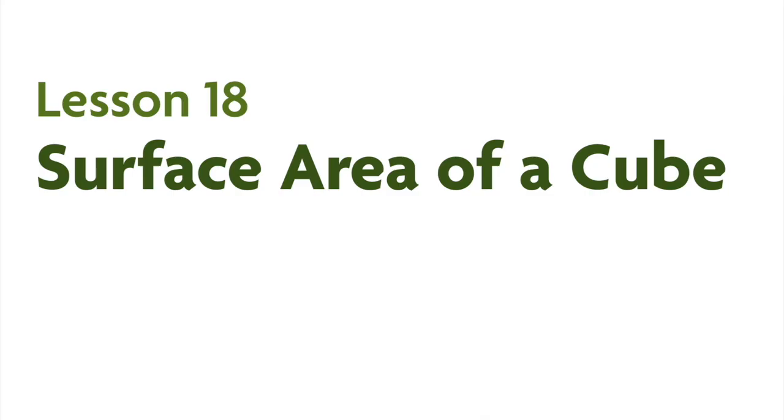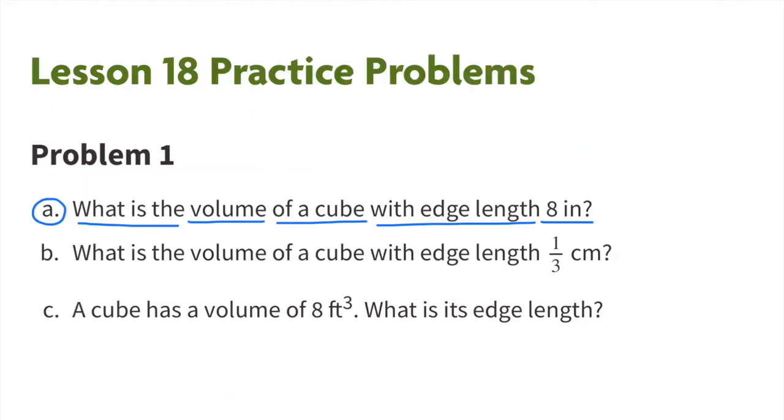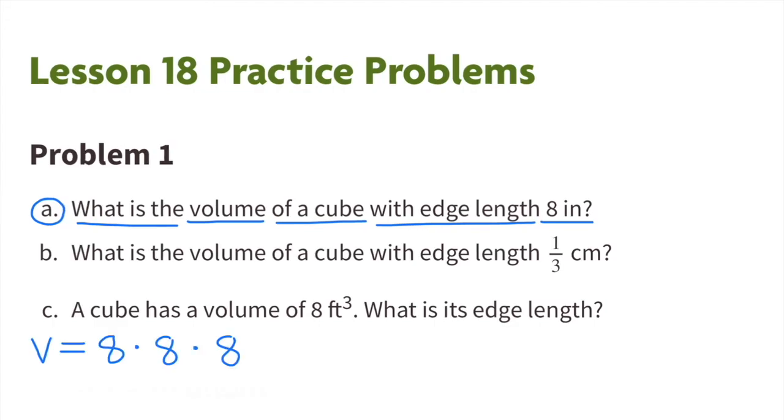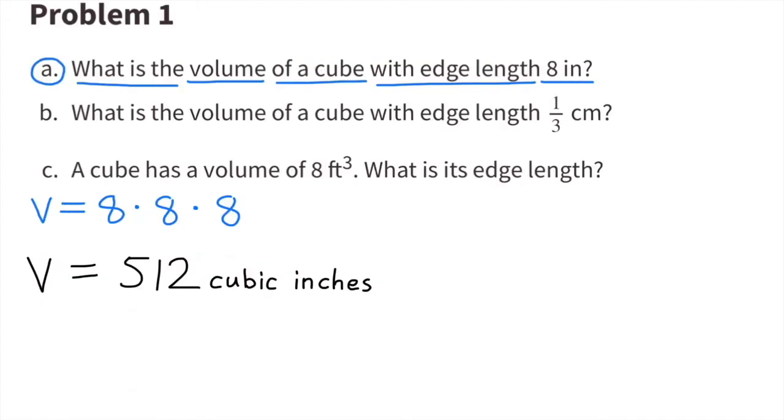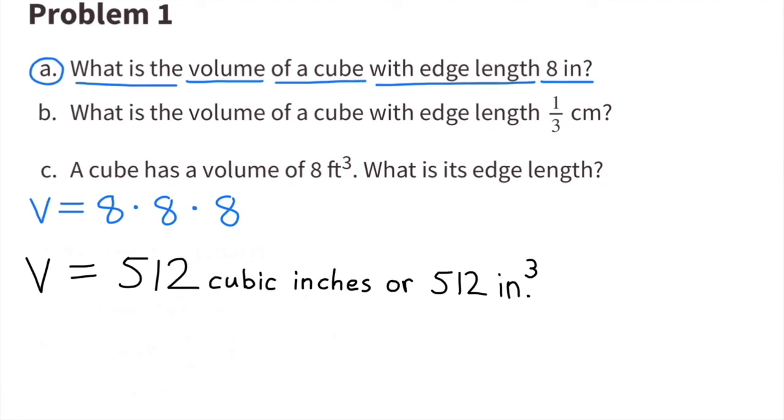Sixth grade, Unit 1, Lesson 18, Surface Area of a Cube. Number 1. A. What is the volume of a cube with edge length 8 inches? The volume is three-dimensional, the width, the height, and the length. So the volume is going to be 8 times 8 times 8. The volume is 512 cubic inches, or 512 inches cubed. Another way to say it is 512 inches to the third power.